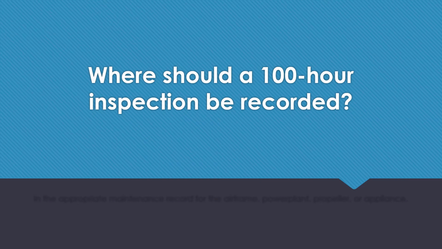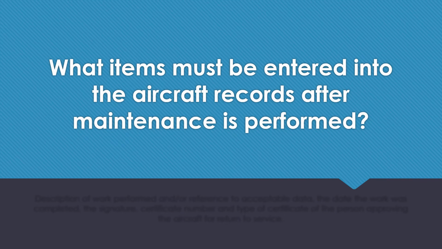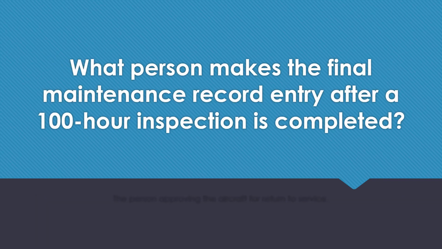Where should a 100-hour inspection be recorded? In the appropriate maintenance record for the airframe, powerplant, propeller, or appliance. What items must be entered into the aircraft's records after maintenance is performed? The description of work performed and/or reference to acceptable data, the date the work was completed, the signature, certificate number, and type of certificate of the person approving the aircraft for return to service.